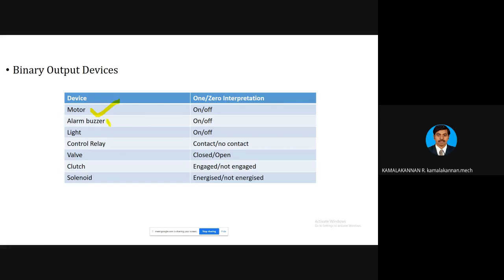Then next one is the alarm buzzer. Sometimes when you have some bad situation, the alarm has to buzz. Likewise, it has an on-off condition. Next one is the light, likewise an on-off condition.